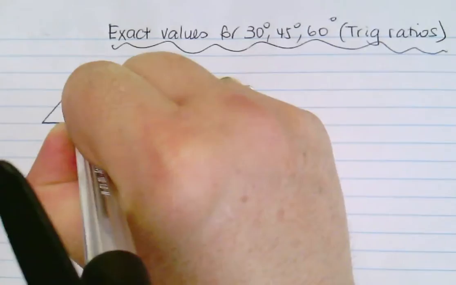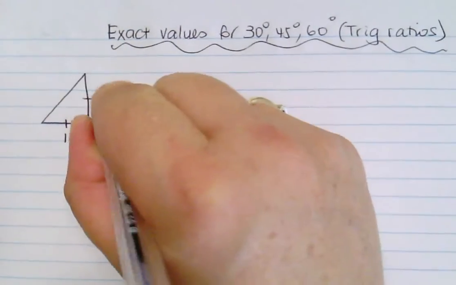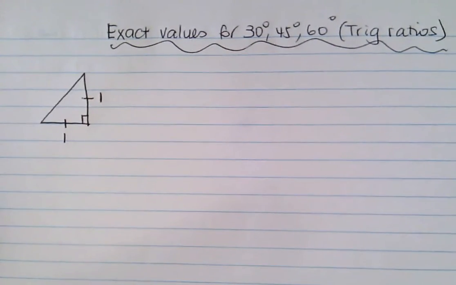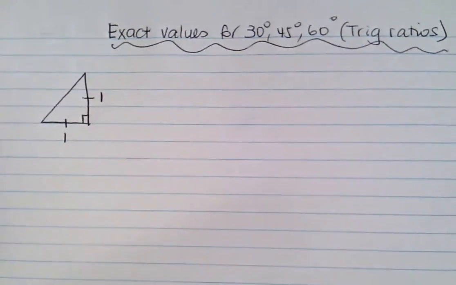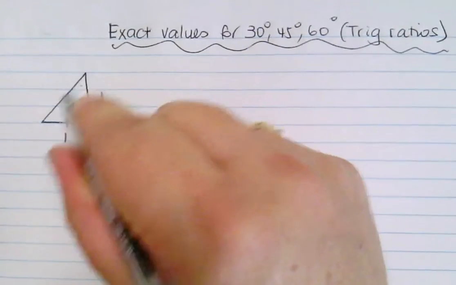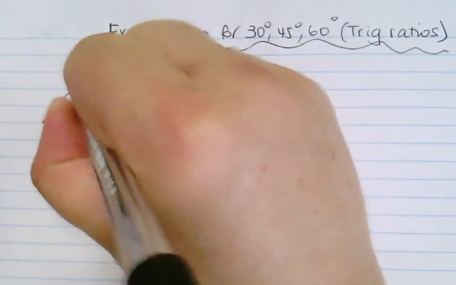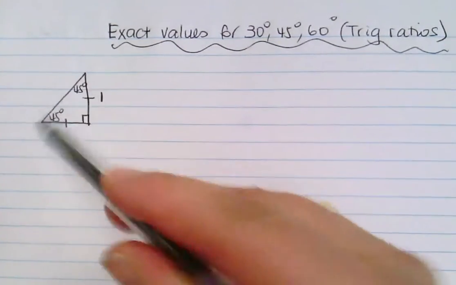I'm going to start off with a right-angled isosceles triangle, and the two equal sides are 1 unit. Now, if this is a right-angled triangle and it's isosceles, 2 equal sides, there must be 2 equal angles. Does anyone know the sizes of these angles? All right, so I'm going to write them in. And can anyone tell me how to work out this side length here?